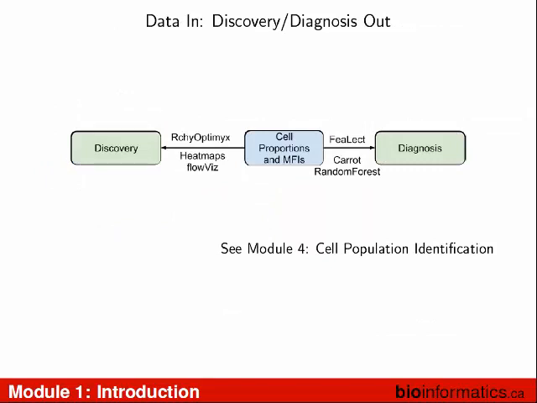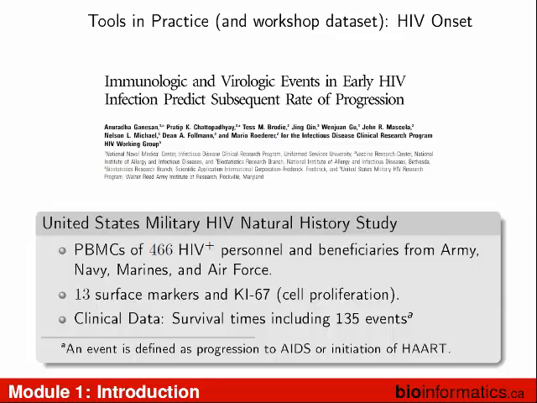So we get to two points here: now we've got all the subpopulations identified, we're going to need to do diagnosis and discovery. I'm going to talk a bit more about that in Module 4. But what I am going to talk about now is some examples from my own lab where we used these tools to some good success. And the way I measure success is I get a paper out of it.